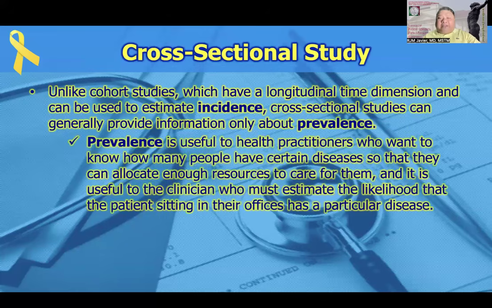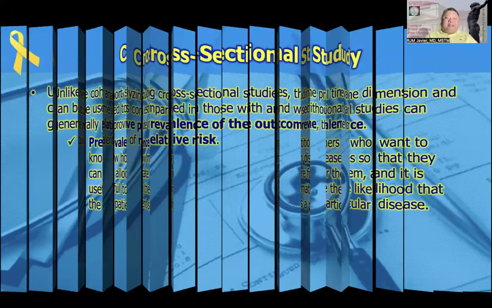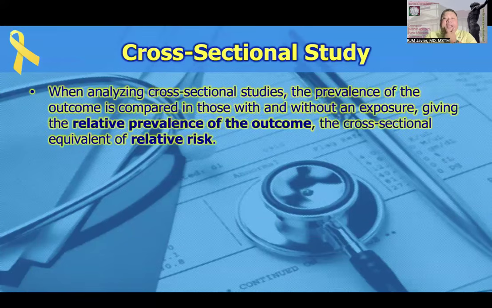Prevalence is useful to health practitioners who want to know how many people have certain diseases so they can allocate enough resources to care for them. And it is useful to the clinician who must estimate the likelihood that the patient sitting in their offices has a particular disease. So, when analyzing cross-sectional study, we always put the word prevalence to remind us that it is a cross-sectional study. The prevalence of the outcome is compared among those with or without exposure, giving relative prevalence of the outcome, and therefore, this is what we refer to as the equivalent of your relative risk.